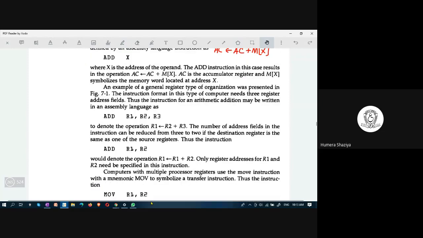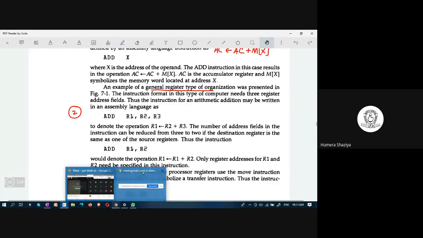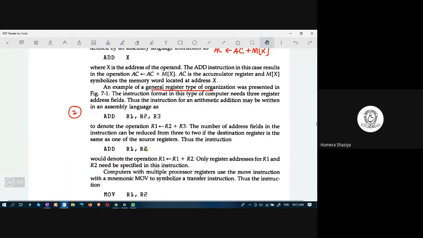Going ahead, you have got the second type in which you have general register organization. In general register organization, you can specify different number of registers based on the type of CPU organization. This one is taking three addresses. Add R1, R2, R3. R1, R2, R3 are three addresses, and this means R1 is equal to R2 plus R3.